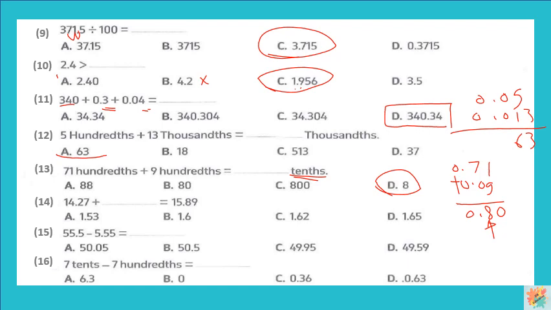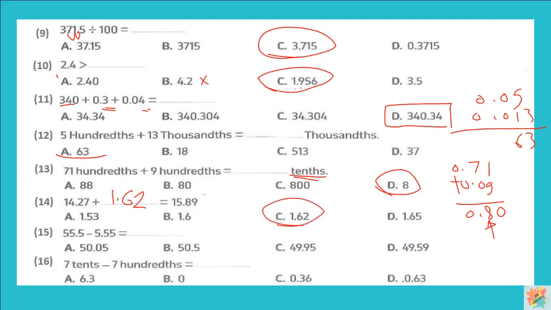14.27 plus what equals 15.89? What do I add to this number to reach 5? 7 plus what gives us 9? It's 2. 2 plus what equals 8? It's 6. Point at the same. 4 plus what equals 5? It's 1. So the answer will be 1.62.